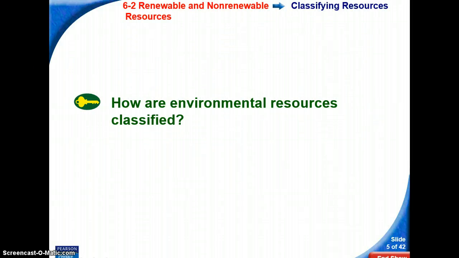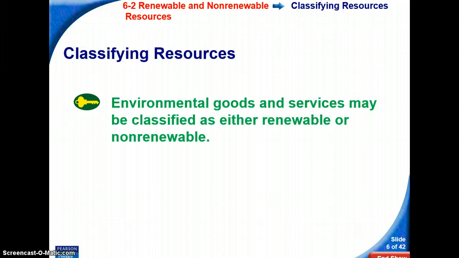So let's jump right in with our first key concept question. How are environmental resources classified? Well, environmental resources and the goods and services may be classified as either renewable or non-renewable, and we'll talk about what each of those means specifically.